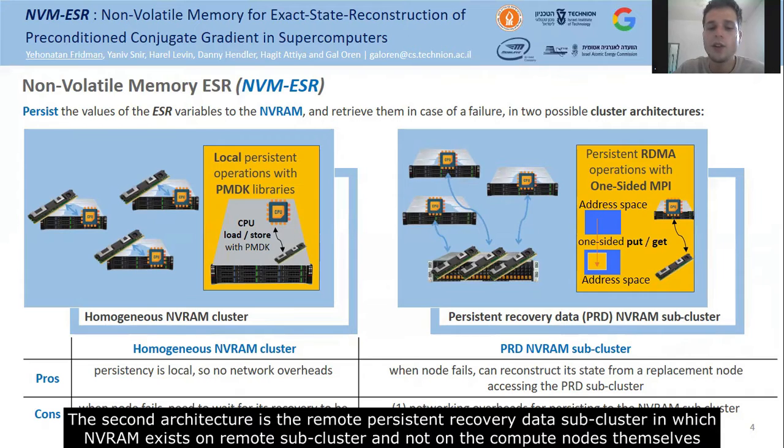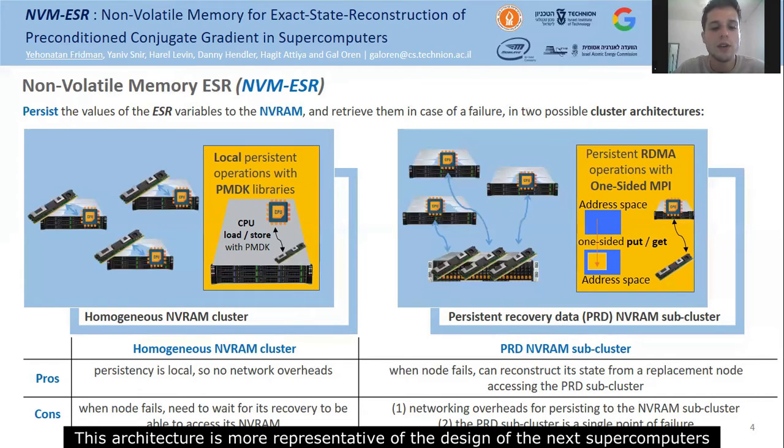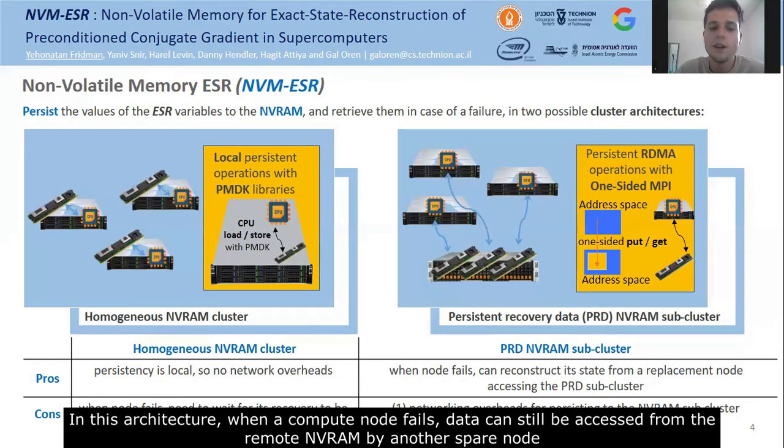The second architecture is the remote persistent recovery data subcluster, in which NVRAM exists on the remote subcluster and not on the compute nodes themselves. Persistent operations are achieved by RDMA operations over one-sided MPI communication to the NVRAM. This architecture is more representative of the design of the next supercomputers. In this architecture, when a compute node fails, data can still be accessed from the remote NVRAM by another spare node.